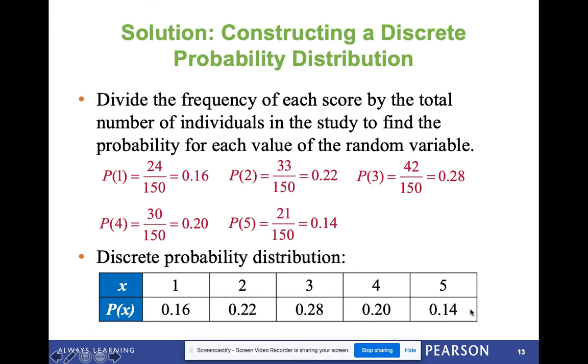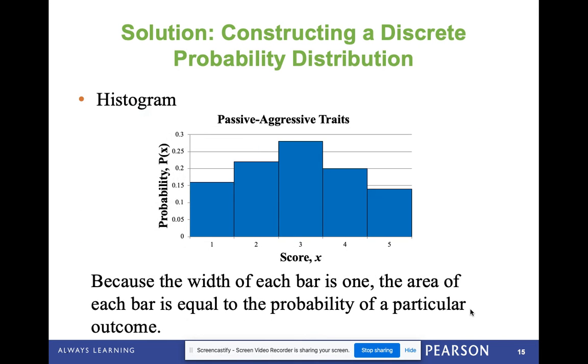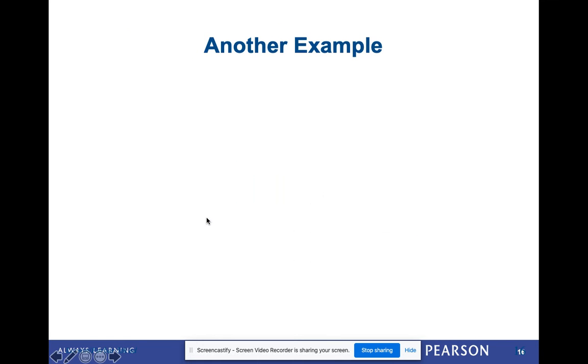As you can see, it tells you that it's a valid discrete probability distribution. This is an example of a histogram for that. Notice the x-axis represents the score, or the x values, or the random variable, and y would be the probability. This one looks closely symmetric. Let's have another example.